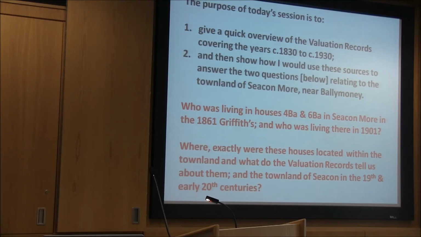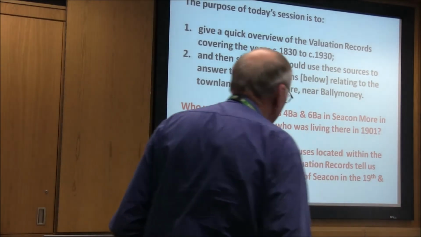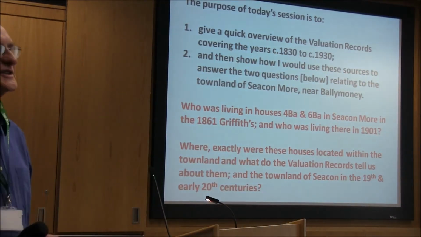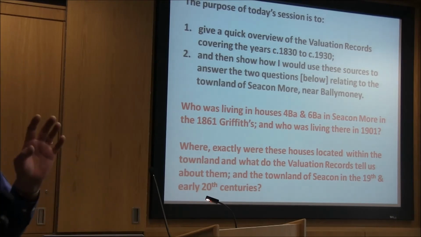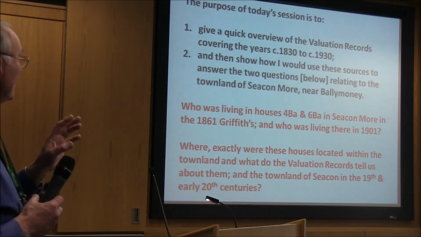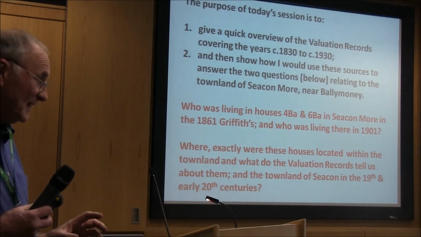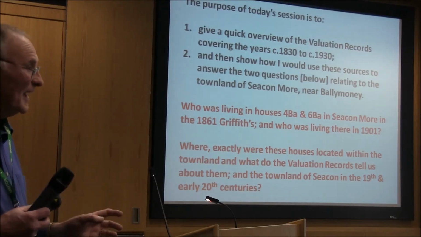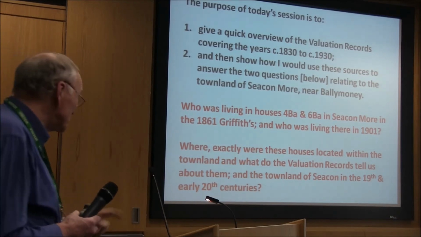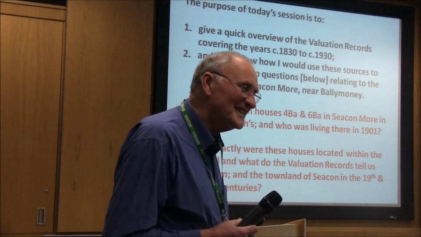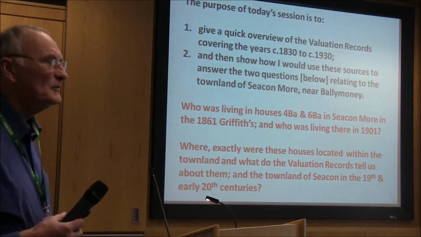There's one there. Right. The other side has what's known as the Form B1 in the census, and it lists everybody in every house, and it gives it a number. And you might think, well, the number there should be the same as the number in the Griffiths, but it isn't.